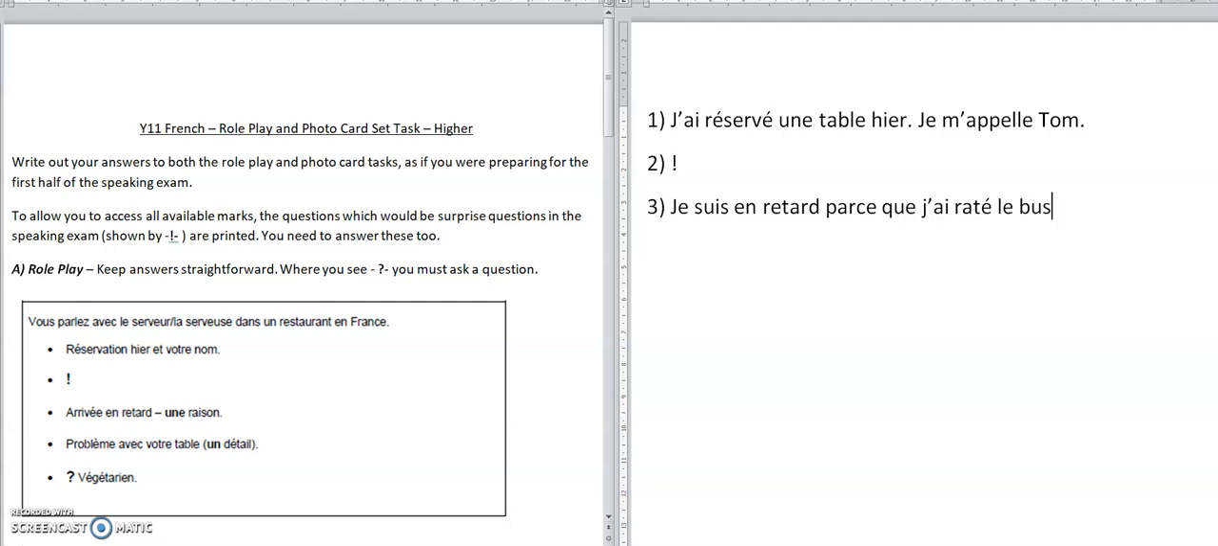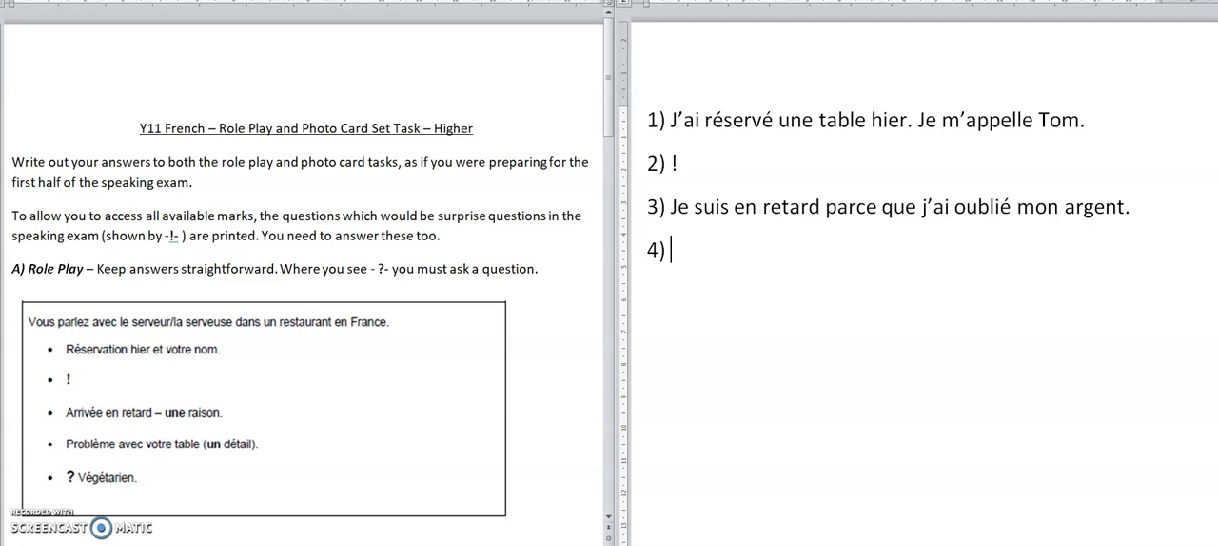Past tense. Something's happened. Maybe you forgot something. Maybe you don't know "I missed the bus." Maybe you forgot. Maybe j'ai oublié. J'ai oublié mon argent. I forgot my money. Maybe that would work. It's got to be something that's going to make sense in the situation. Why would you be late there at a restaurant? So move on. Number 4, we've done it.